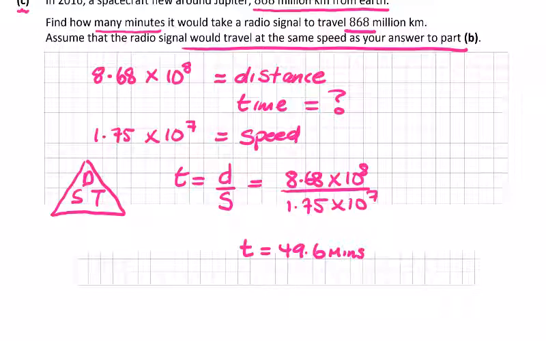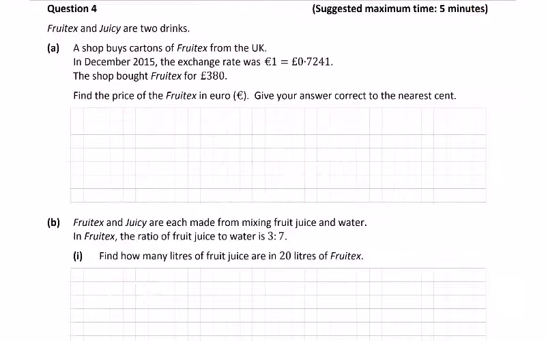Correct to the nearest, it doesn't say anything. Find how many minutes. I'm going to leave it at 49.6 minutes here. And there were 10 marks for part C, where you already had pretty much the answers given to you in the previous parts. So take your time with these part Cs. Question 4 starts with an exchange rate question.